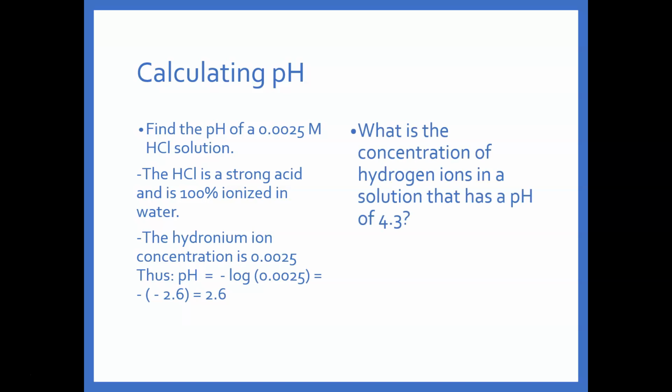Remember, we can also do the reverse, where if you were asked what is the concentration of hydrogen ions in a solution that has a pH of 4.3, we can use our formula where hydrogen ions equals 10 to the negative pH. So I make 10 to the negative 4.3, which was the pH I was given, and it's going to come out to 5.0 times 10 to the negative fifth. Now you will notice in both cases I use sig figs, where my starting number had 2 sig figs, so my final number had 2 sig figs.